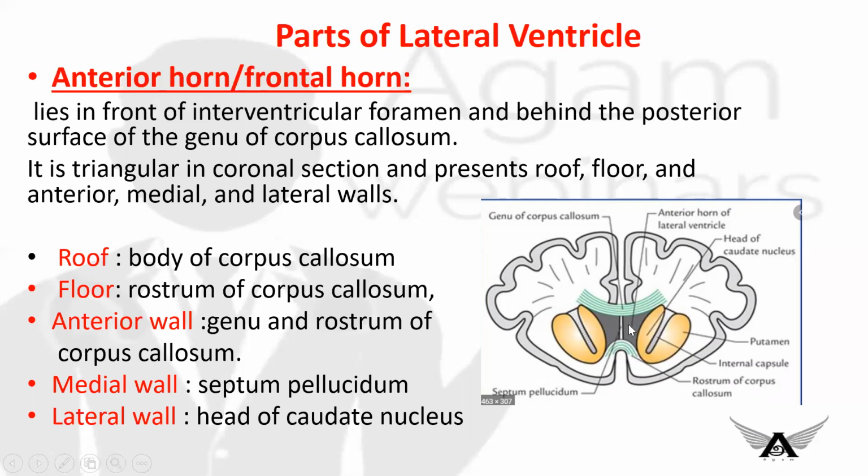So we'll revise it once more. This is the anterior horn. The roof is formed by the body of corpus callosum. The floor is formed by the rostrum of corpus callosum. The anterior wall is formed by the genu and rostrum of corpus callosum. The medial wall is formed by the septum pellucidum, and the lateral wall by the head of caudate nucleus.